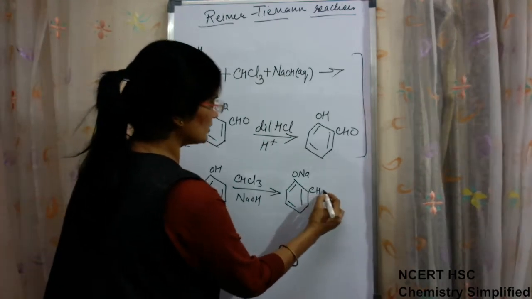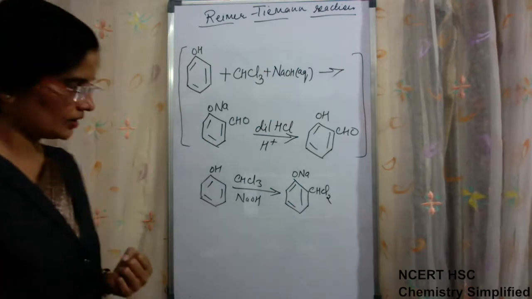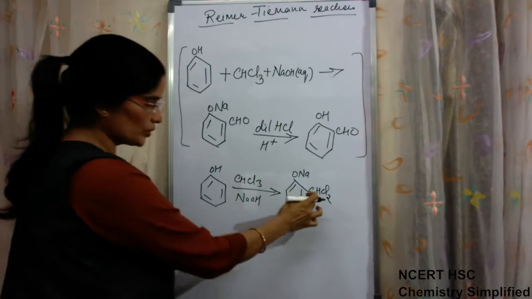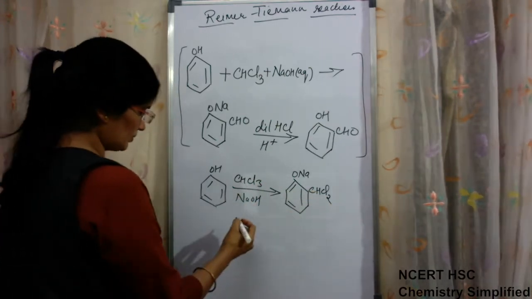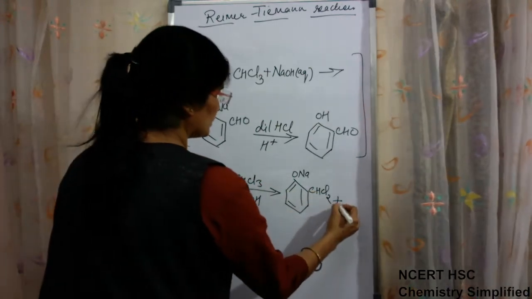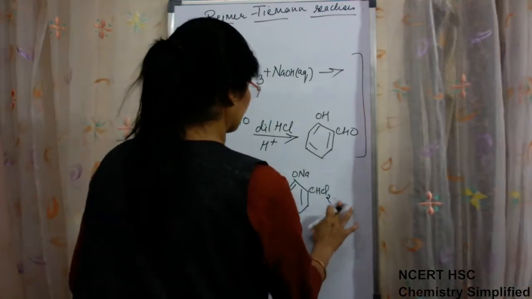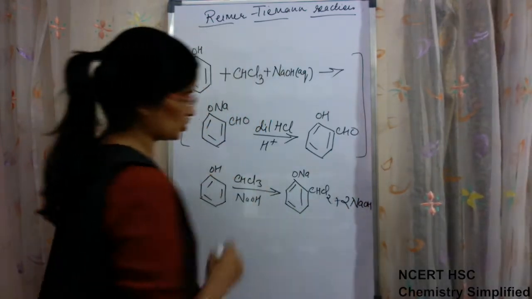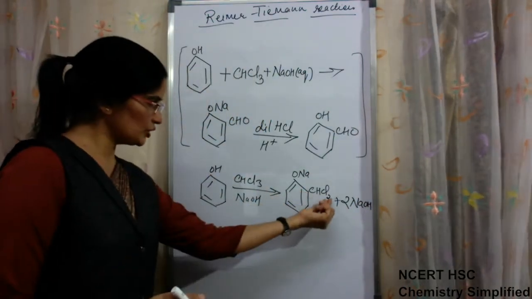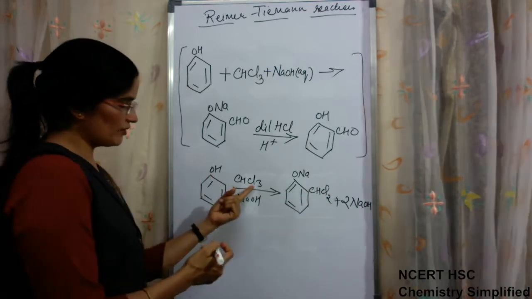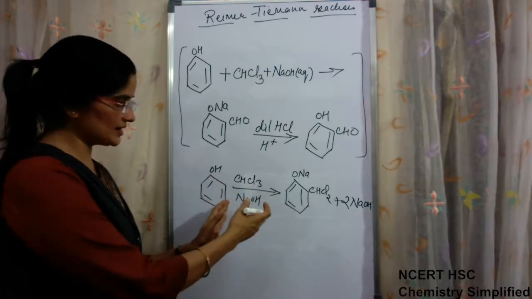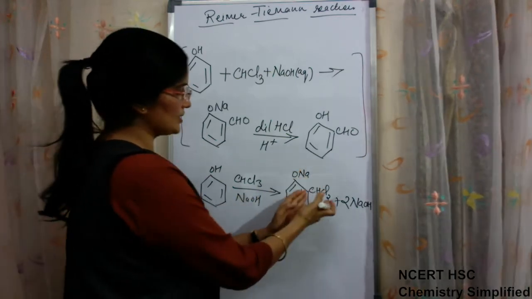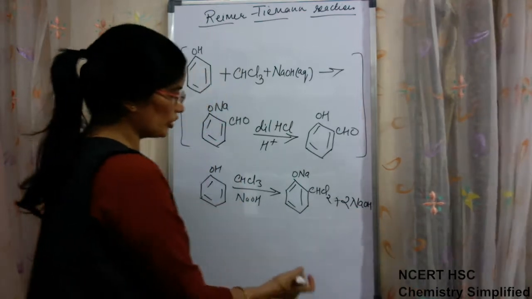So it will be CHCl2. From CHCl3, CHCl2 is introduced at this point. Then in the next step, what happens? We have to use two more molecules of NaOH. When CHCl2 is introduced here, one Cl and Na minus NaCl takes place, but what is eliminated we are not writing. In the first step, what happens? ONa CHCl2 plus two more molecules of NaOH.